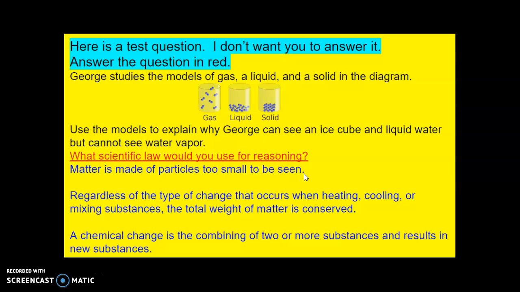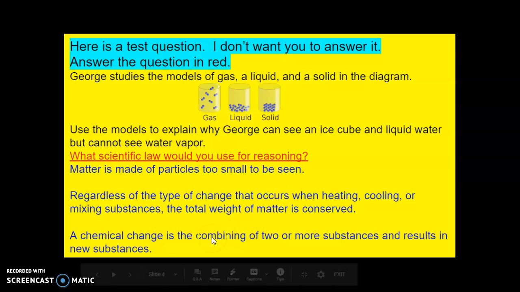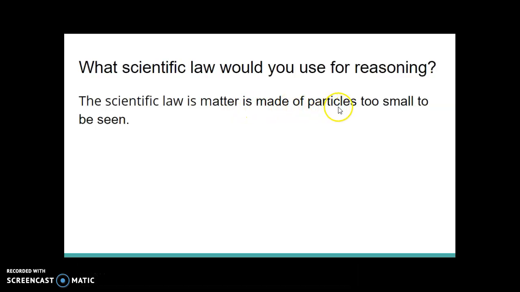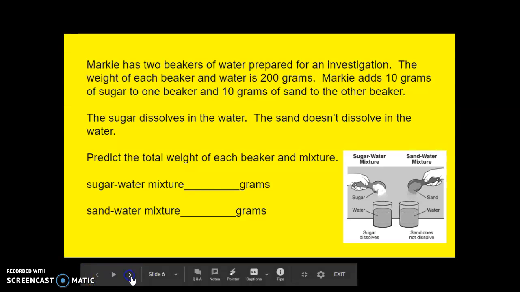I can say the answer in my head. I can say the answer out loud. And then I check my answer. So the scientific law is matter is made of particles too small to be seen. So I was correct. If I was incorrect, I need to change my thinking. Once again, I read the answer on this screen. And then I'm ready for the next slide.